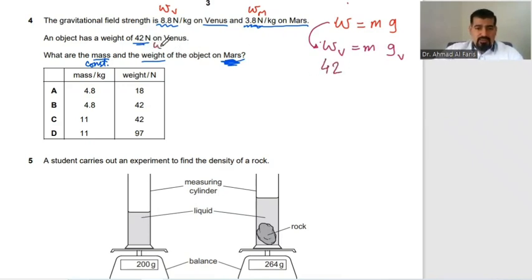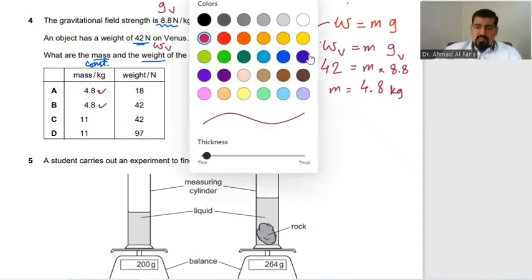This is the weight on Venus, and this is the gravitational field strength on Venus, not on Mars. It equals the mass multiplied by the gravitational field strength on Venus, which is 8.8. So divide by 8.8, divide by 8.8, and the mass will be 4.8 kilograms. That makes the answer either A or B. Now, this is the first step here.